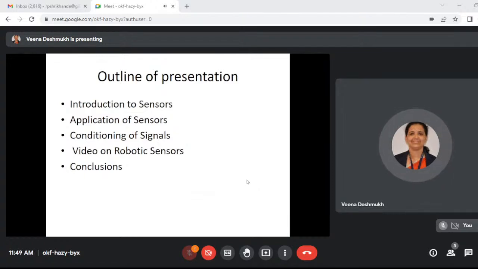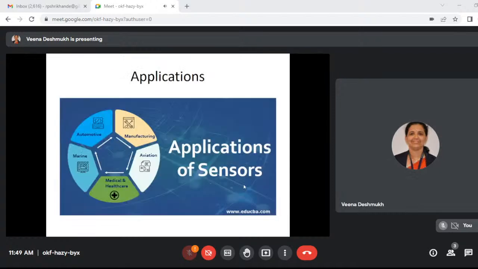So the first thing is introduction to sensors, then application of sensors. Then the next part, which is very crucial for all the sensors, is conditioning of the signals received from the sensors, and a few applications in video or robotic sensors. So basically, as I mentioned, it is an application oriented subject which gives you a wide variety of applications to the automotive, manufacturing, aviation, marine, medical, and healthcare industries.